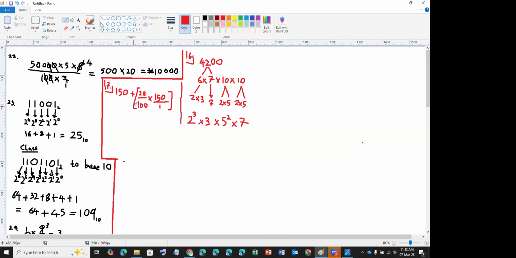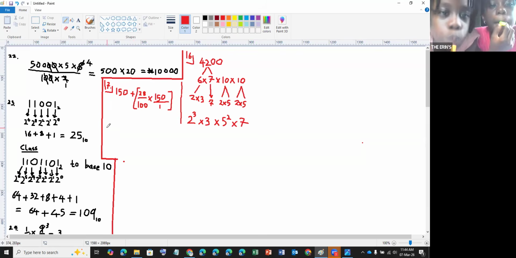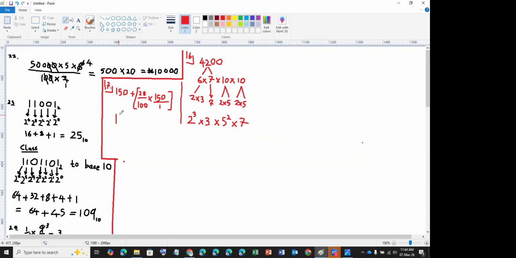Now this is one method. I remember the day very well. I taught you this method. I told you that there were 2 methods of doing it. You either use this straightforward method, or you say, okay, let's finish this method first. 150 plus 28% of 150. Now, 28% of 150 will give you what?